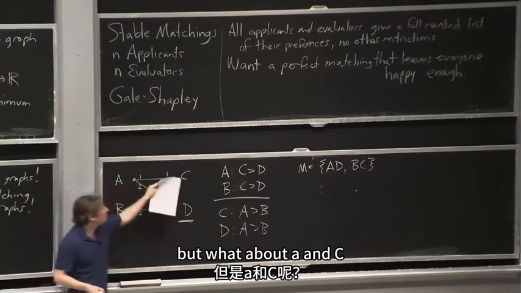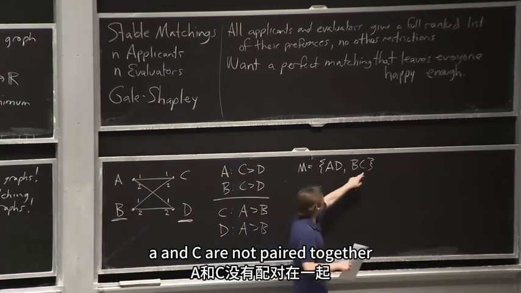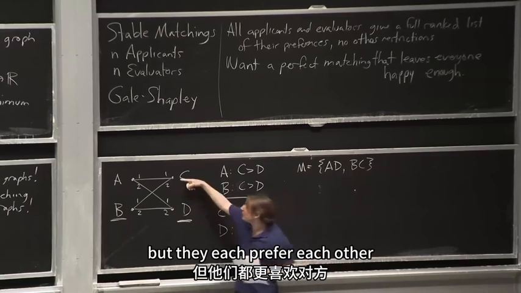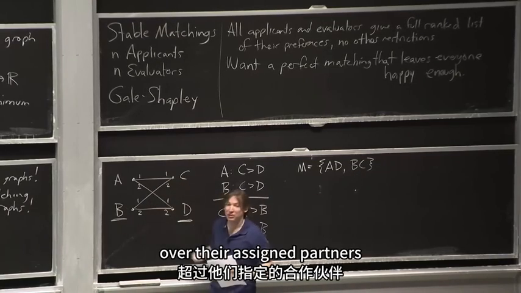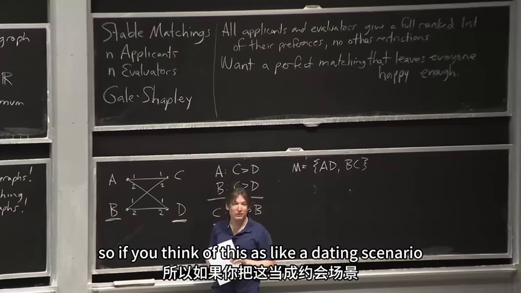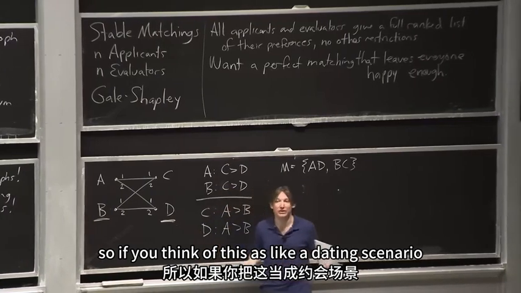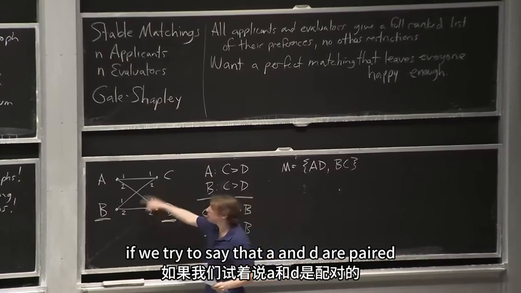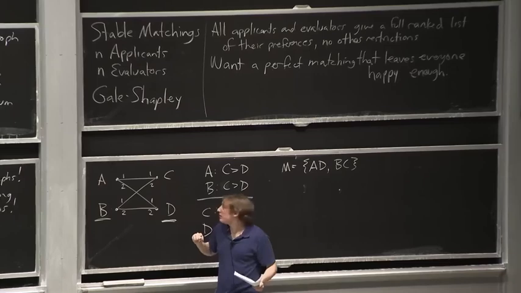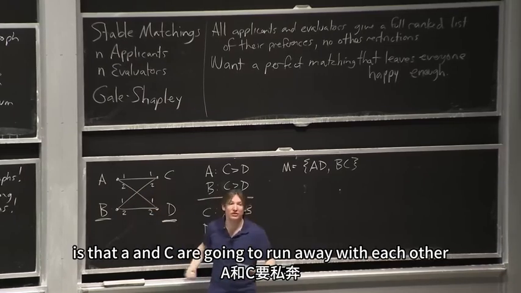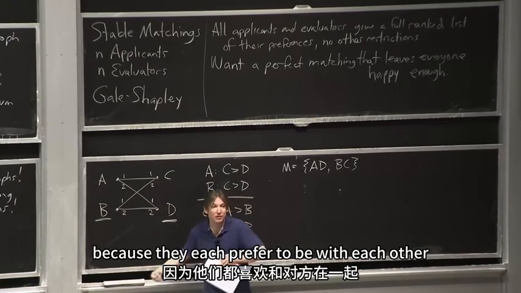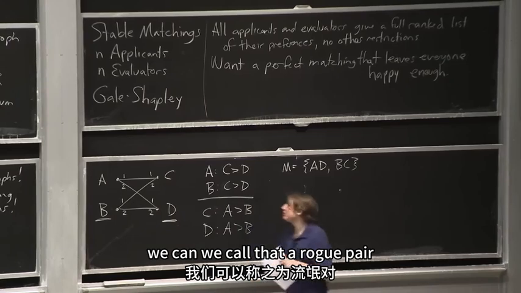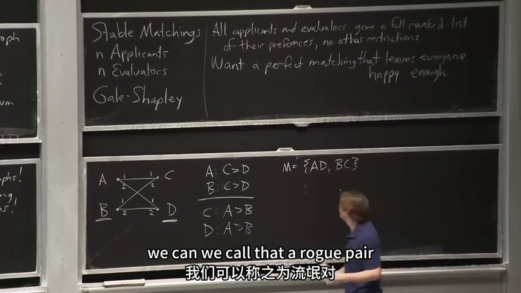But what about A and C? A and C are not paired together, but they each prefer each other over their assigned partners. So if you think of this as like a dating scenario, if we try to say that A and D are paired and B and C are paired, then A and C are going to run away with each other because they each prefer to be with each other than their assigned partner. We call that a rogue pair.